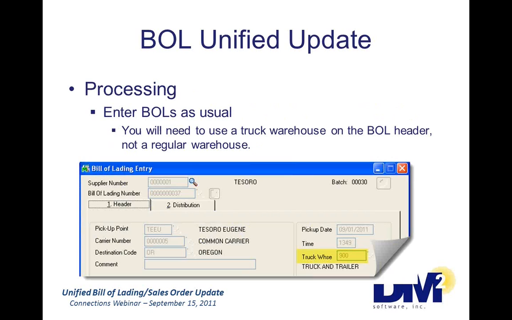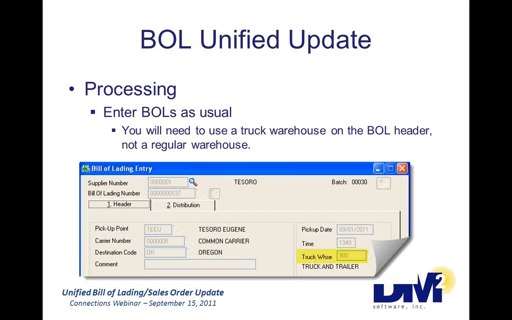Now, processing. You're going to enter your bill of ladings as usual. The only change to your data entry is that you have to use a truck warehouse on the bill of lading header, not a regular warehouse. If you use a regular warehouse, the IR transaction will receive it into that warehouse, and the average cost of that warehouse will be affected.